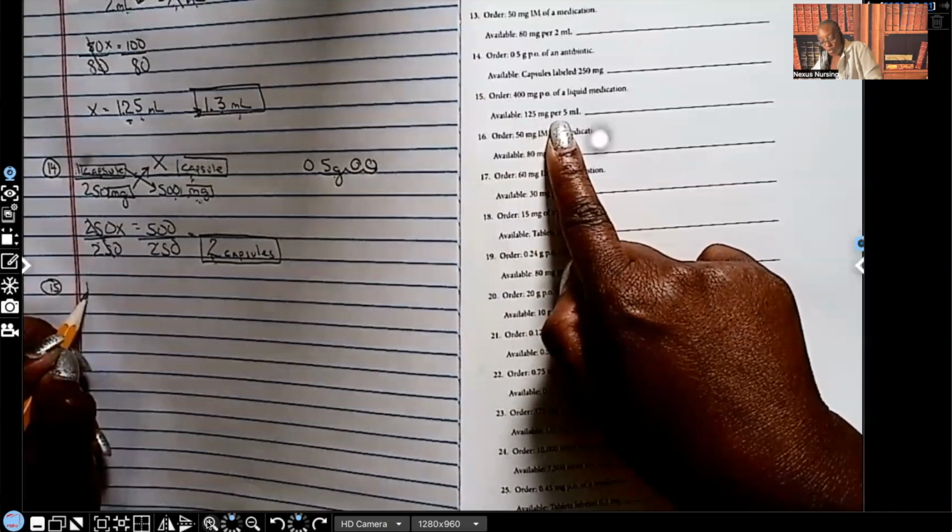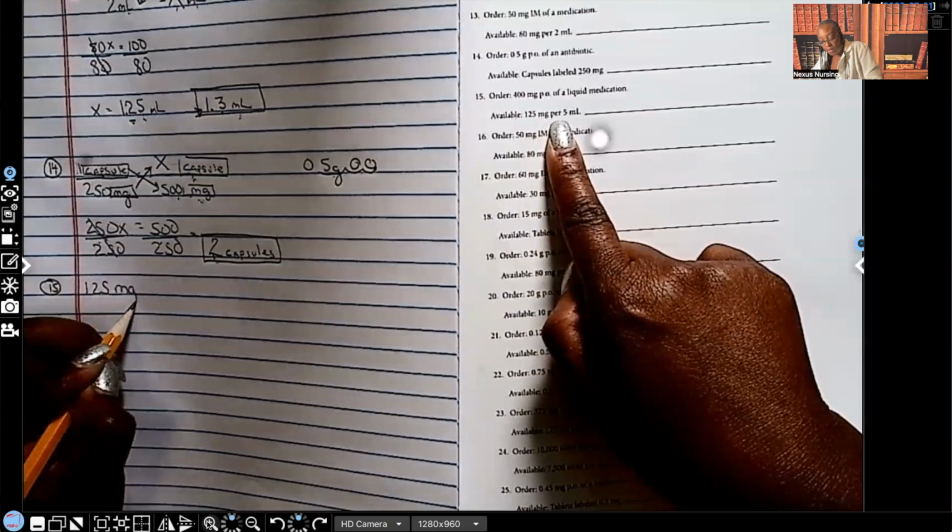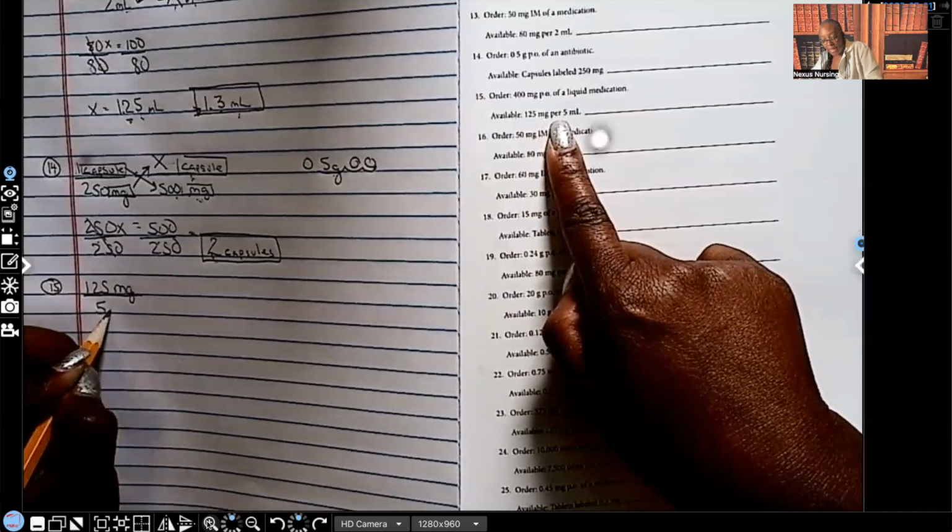15, the order is 400 milligrams of a liquid medication, but what we have available is 125 milligrams per 5 ml. All right, let's start with the 2 that are connected because we're going to keep them connected. That's 125 milligrams per 5 ml.